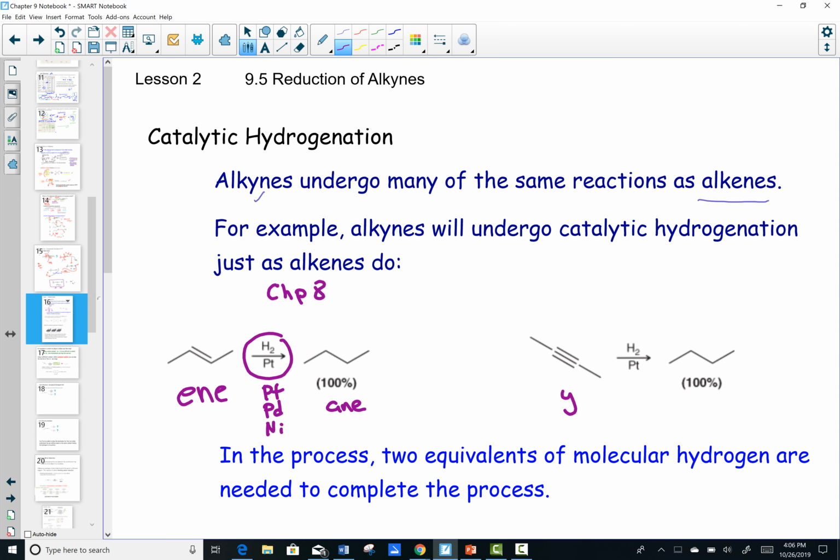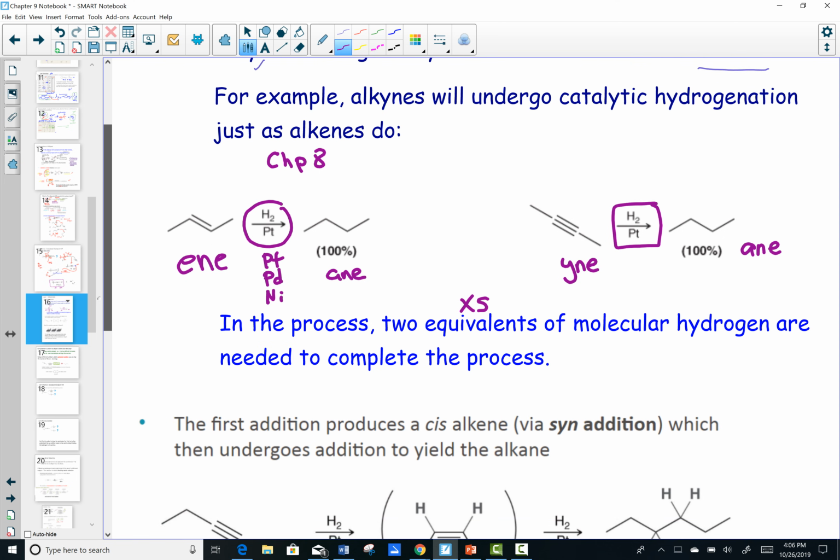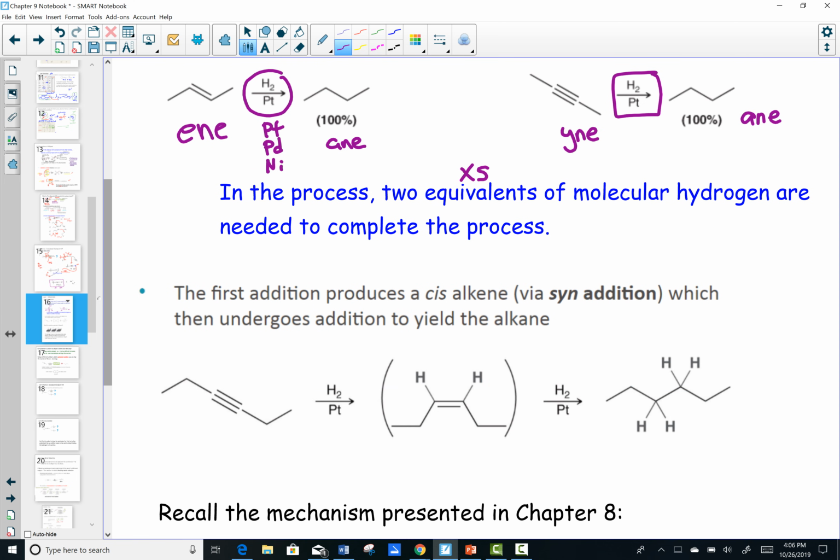Over here, we now are going to compare that to an ine, which we know is the triple bond, and look, the hydrogen with the same metal catalyst, either the platinum or the palladium or the nickel, has a 100% yield of going all the way to a saturated hydrocarbon, the ane ending. In the process, we use 2 equivalents or even just excess amounts. No need to control the molarity there. The process requires at least 2 equivalents of molecular hydrogen. And we can then saturate the triple bond all the way to a single bond.